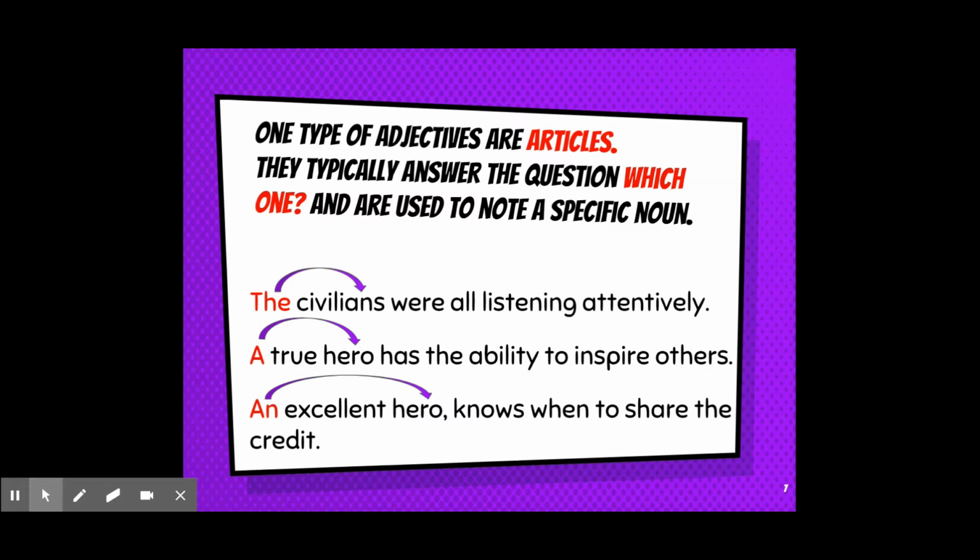So, the civilians were all listening attentively. The is answering which civilians. A true hero has the ability to inspire others. A is answering which hero. An excellent hero knows when to share the credit. An is also describing which hero.